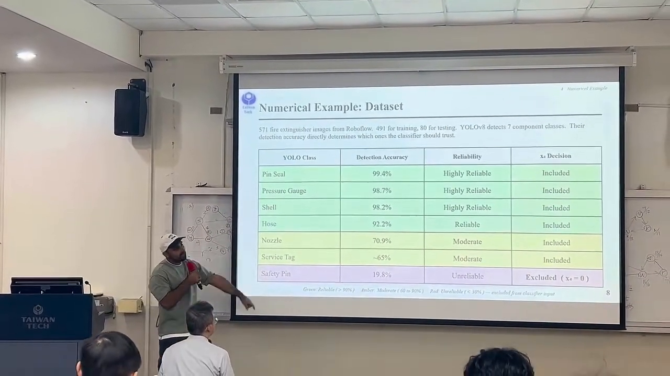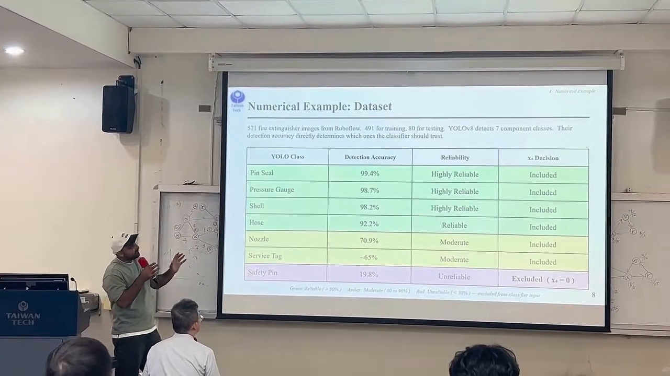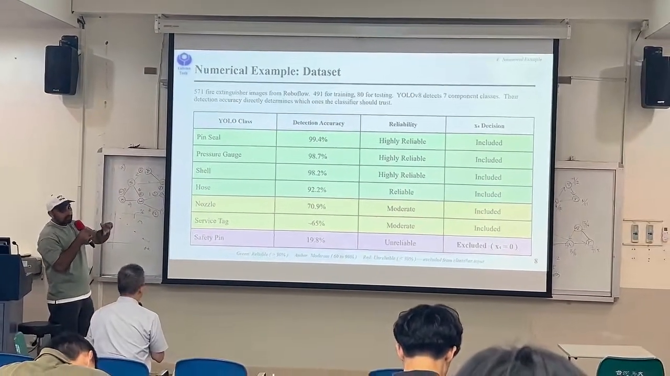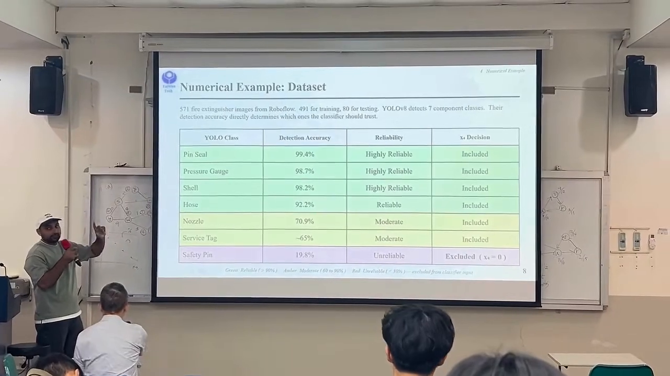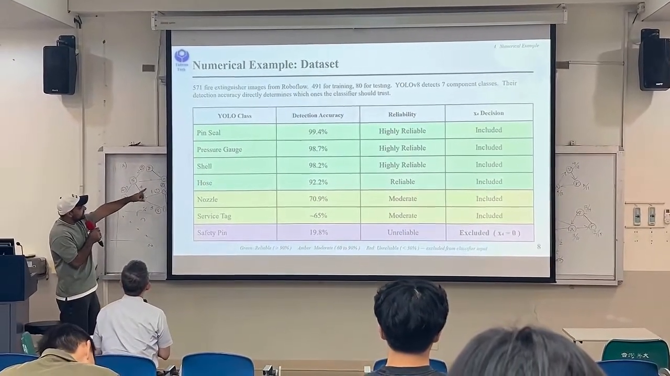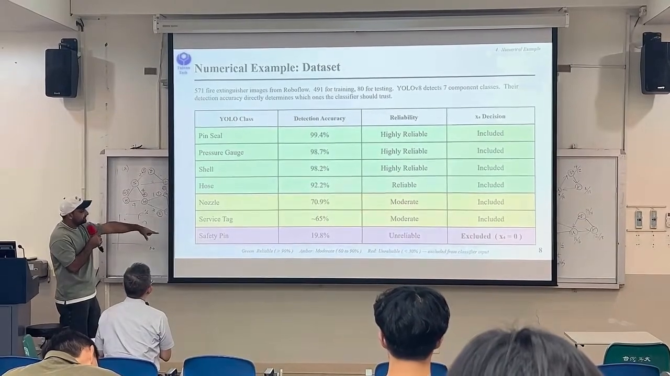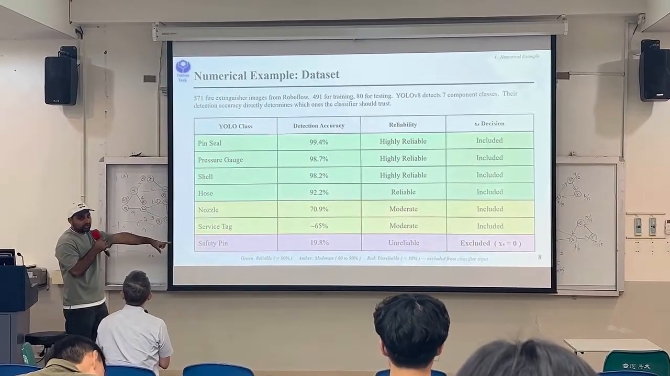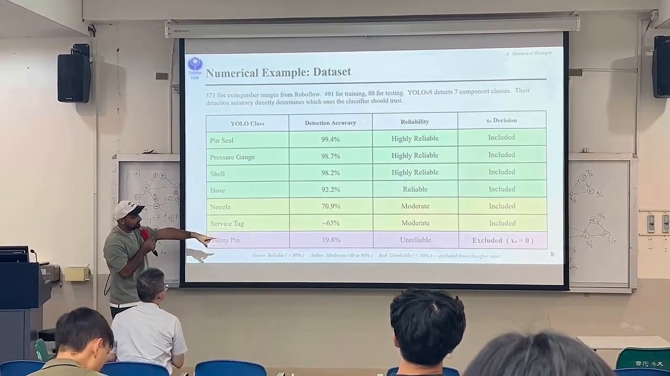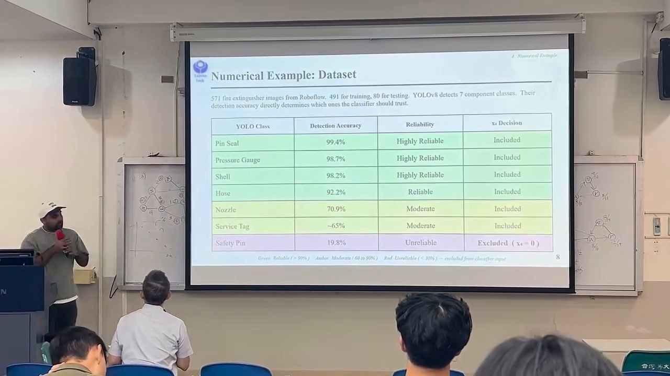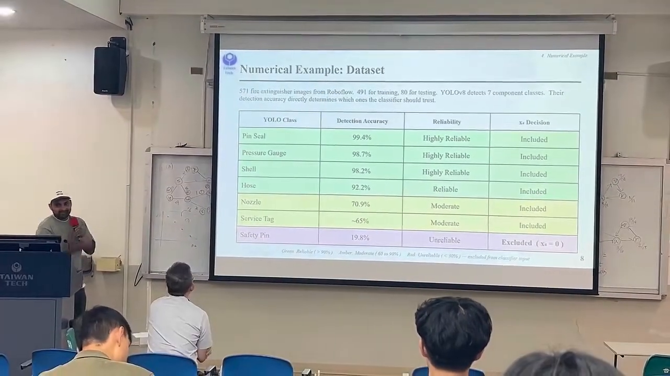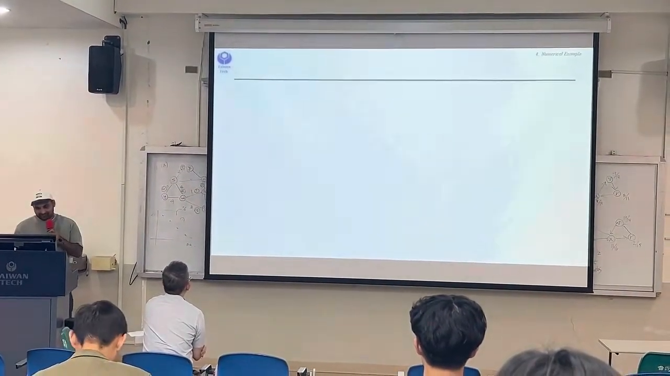You can see the 7 classes were detected with the help of YOLO V8, so that's layer 1, and 7 components were classified. The 7 component classes were, as you can see on the left side, pin seal, pressure gauge, shell, hose, nozzle, service tag, and safety pin. Safety pin is the least trained class here. Why? Because it has only 19.8%. When I was running this in Python, it gave me the lowest result for safety pin. This is the data set that I went for. So I will be quick from here.